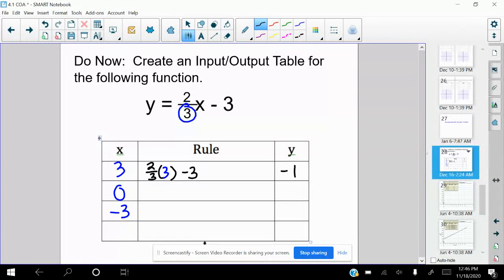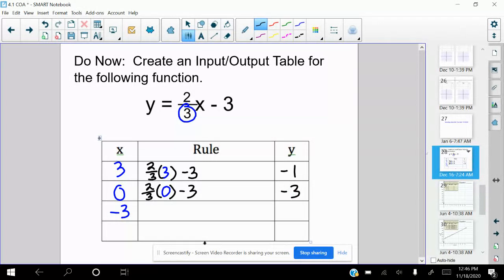If you chose 0, we're going to redo our rule. 2/3 times the x value we choose minus 3. It's a lot of 3's here. That's okay. We're going to substitute in 0. 2/3 times 0 is 0, and 0 minus 3 is going to be negative 3.